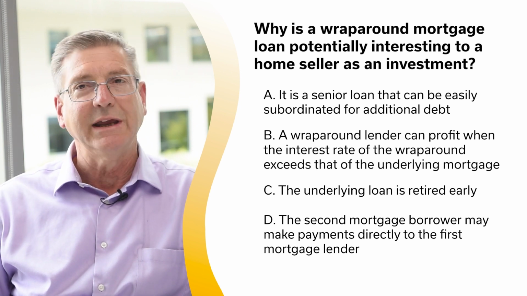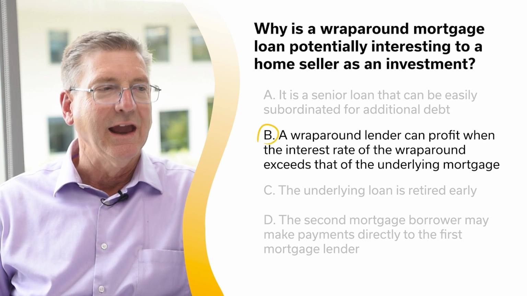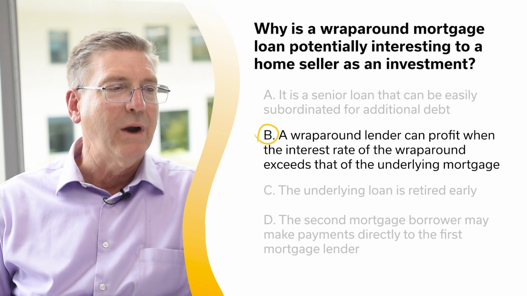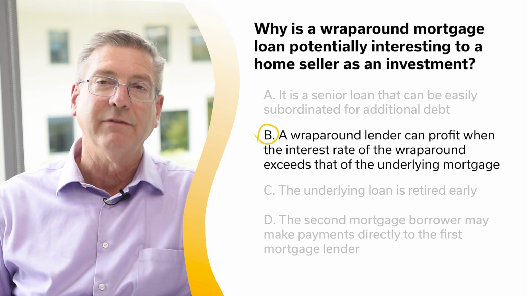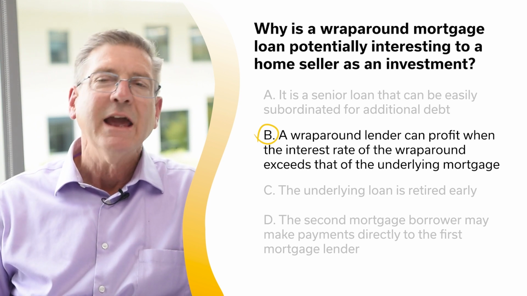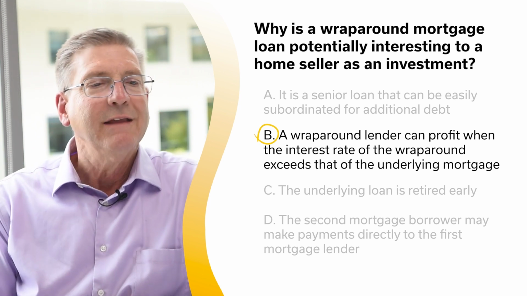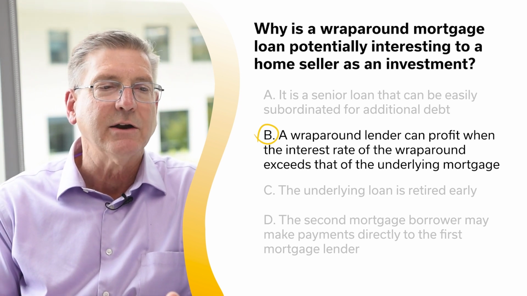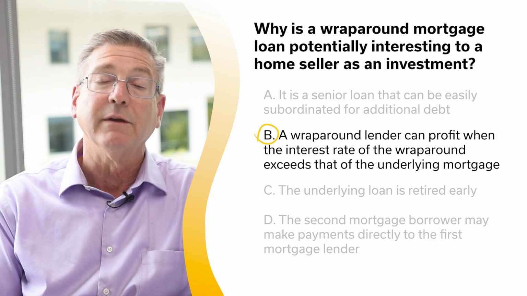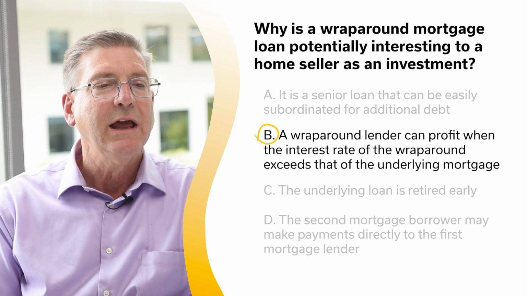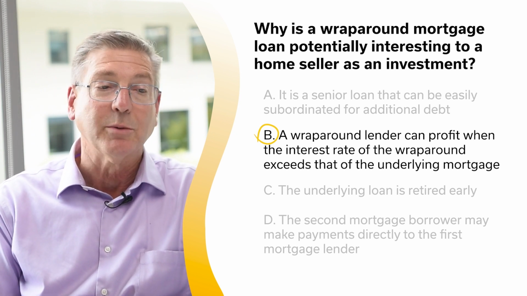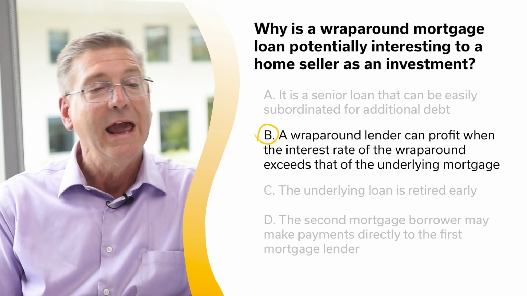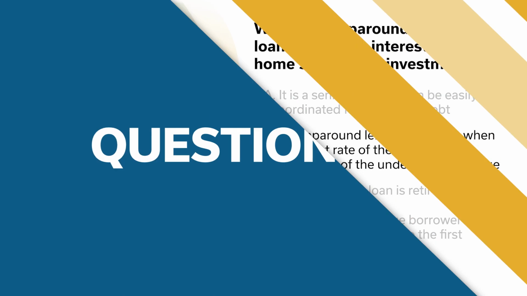The correct answer is B, a wraparound lender can profit when the interest rate of the wraparound exceeds that of the underlying mortgage. In a wraparound loan arrangement, the seller receives a junior mortgage from the buyer and uses the buyer's payments to make the payments on the original first mortgage. This potentially enables the seller to profit from any difference between a lower interest rate on the senior loan and a higher rate on the wraparound loan.